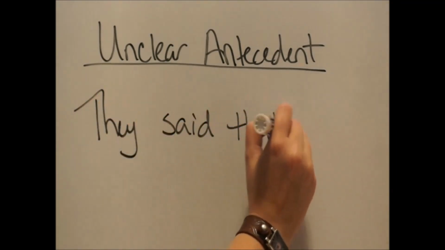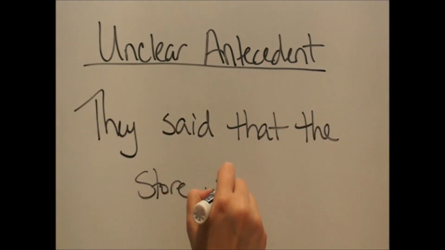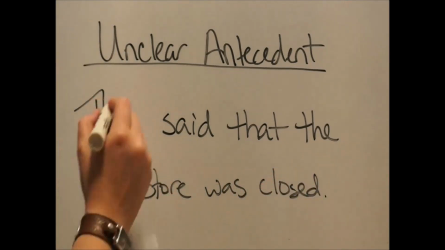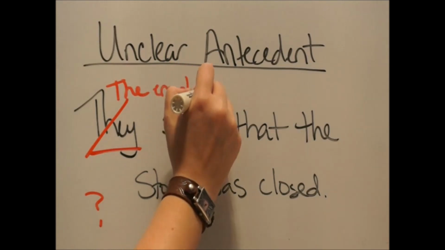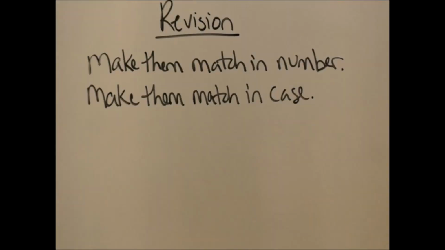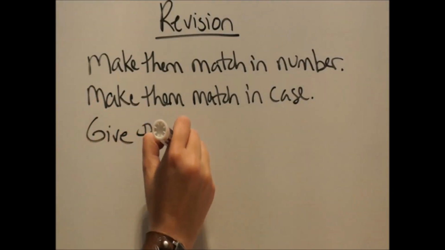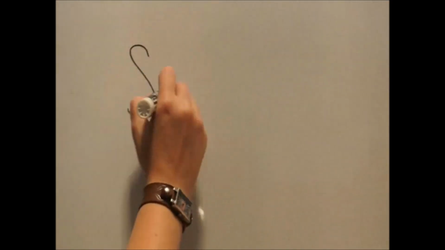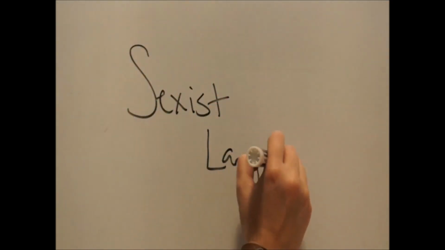Or if you have the anonymous they, right? They said that the store was closed. Well, who's they? I don't even know. So you want to cross that out and write something specific, like the employees said that the store was closed. So you always want to make sure that they have a clear antecedent. Whatever the pronoun is referring to is specifically spelled out.